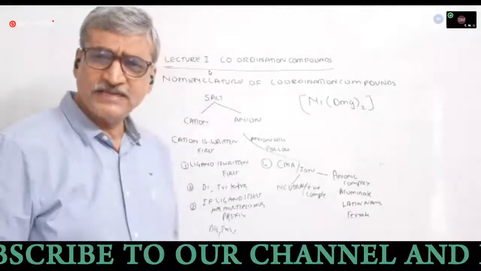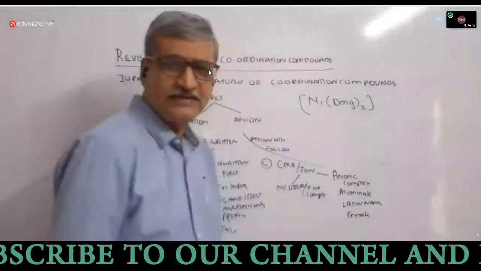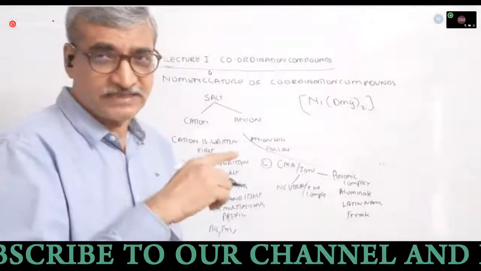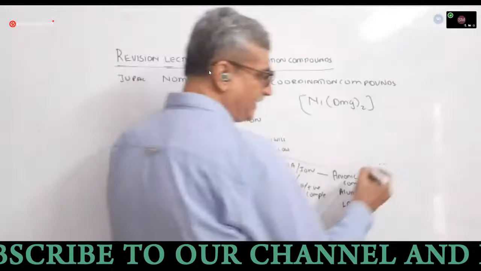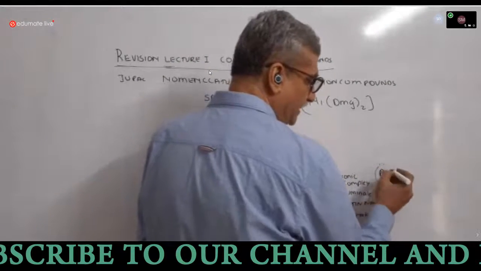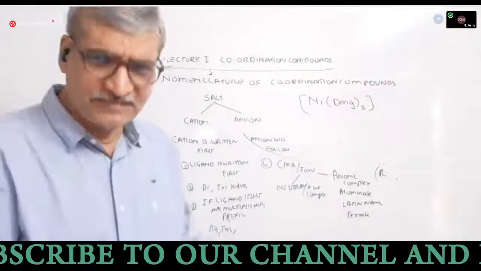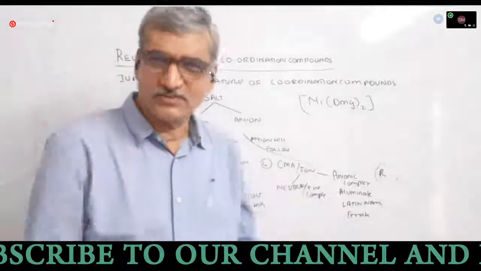What we do is, after writing the name of the cation, after writing the name of the anion, then we write the oxidation state of the central metal in parentheses in Roman numerals. So when we write in parentheses, it means we are writing in brackets. That is the meaning, but get used to it.